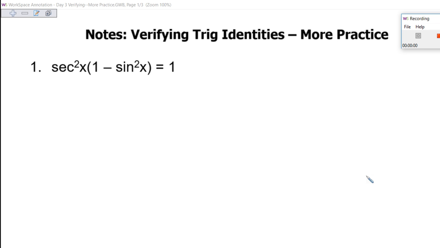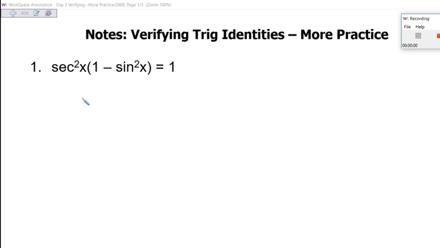Today we are doing more verifying. Notice we don't have any instructions here, but at the top it does say that we are verifying these identities. So when we are verifying these identities, you need to pick one side to start with. Either you can start with the left side and prove that it equals the right side, or you can start with the right side and prove that it equals the left side.